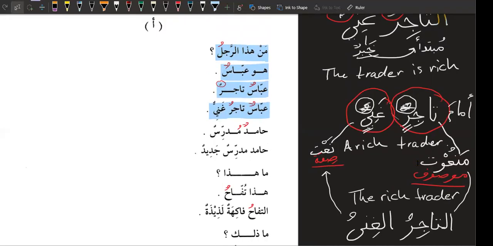So you can clearly see the difference between the meanings. The first one, التاجر غني, is مبتدأ and خبر, which means the trader is rich. And then we have تاجر غني, which is a rich trader. And then we have التاجر الغني, which now means the rich trader.